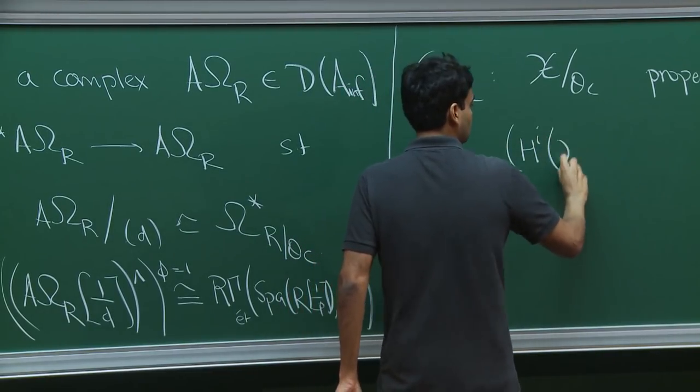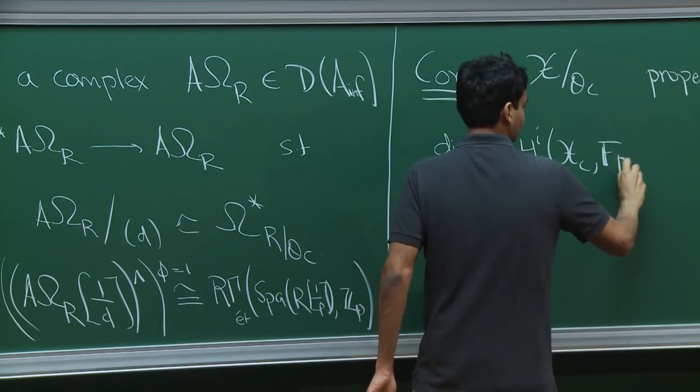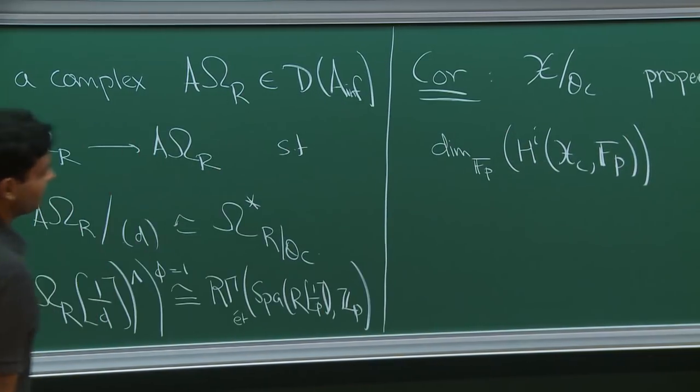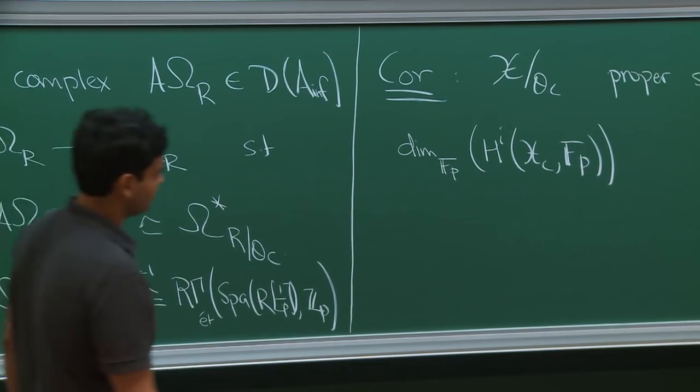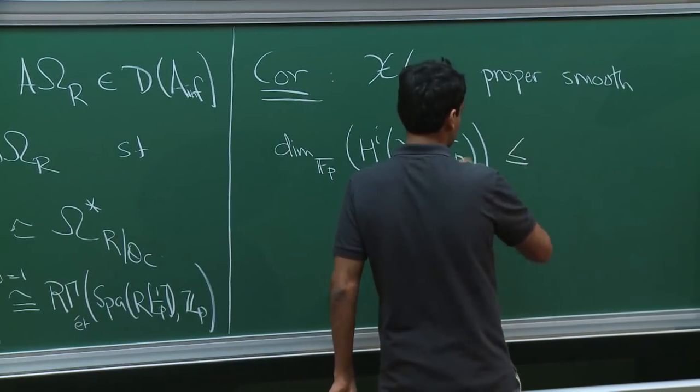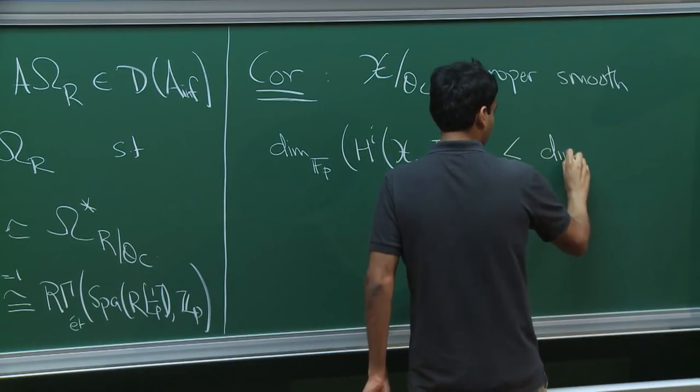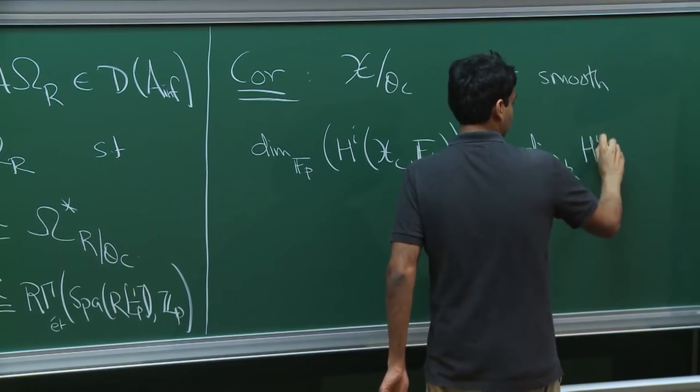So if you pass to the generic fiber of X, that's something that lives over this algebraically closed field C of characteristic zero. You look at its étale cohomology with mod p coefficients. And this is bounded above by the de Rham cohomology of the special fiber of X.